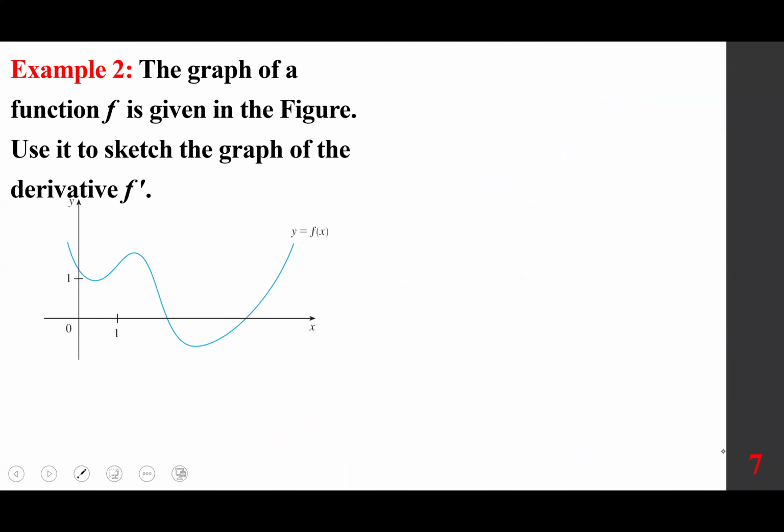We are going to look at more examples later. For now, let's look at the concept of a graph. The graph of a function f is given. Use it to sketch the graph of f prime. So a rough sketch. How do we do that?